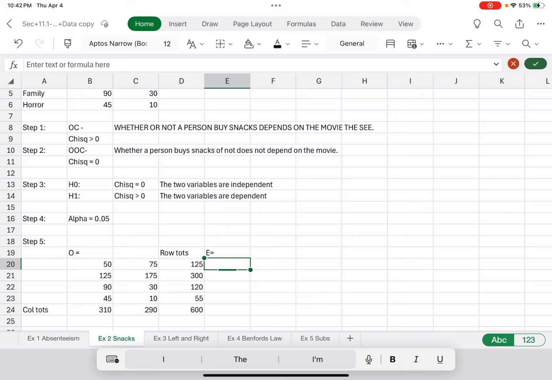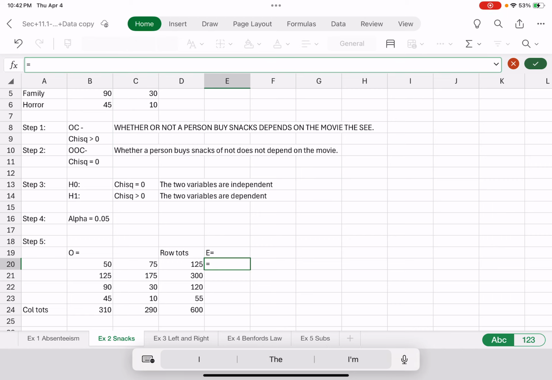Now, it is going to equal the particular row total times the column total. See, so I'm in this first cell now. This first cell is going to correspond to the 50 here. And then I'm going to divide by the grand total. Now, I need to put in some dollar signs here.